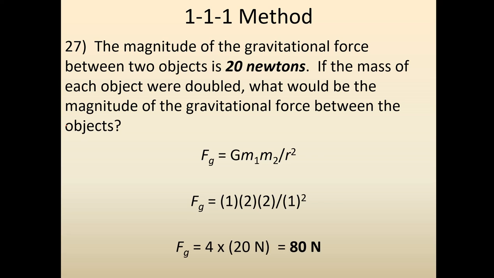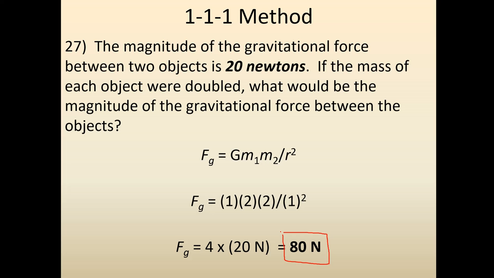I do my math and I get that it's 4. Then I take that 4 and multiply it by the original force. As I said, the 4 just says that it's 4 times the original. So it's 4 times 20 newtons or 80 newtons. So this is what my new force is going to be: 80 newtons when both masses get doubled. That's pretty much it for the 1-1 method.